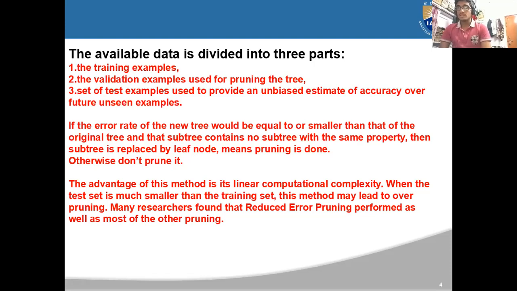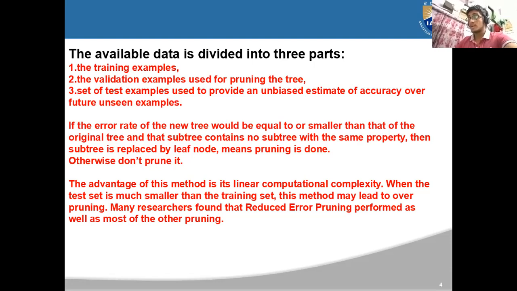The advantage of this method is its linear computational complexity. When the test set is much smaller than the training set, it may lead to over pruning. Many researchers found that reduced error pruning performed as well as most of the other pruning methods.